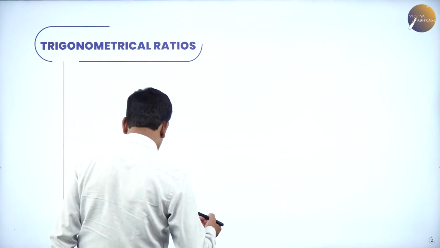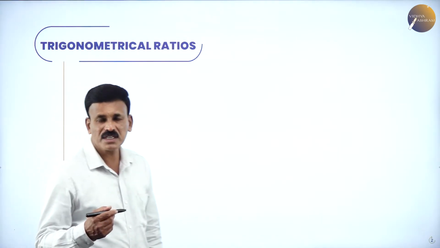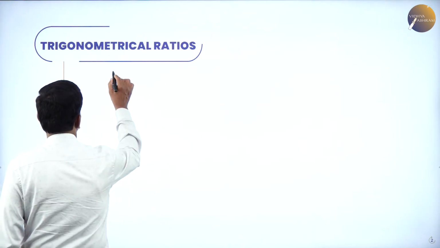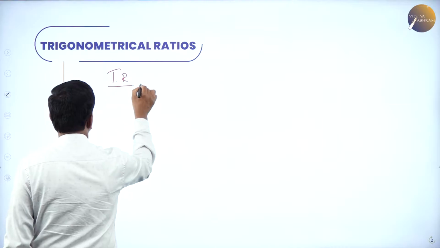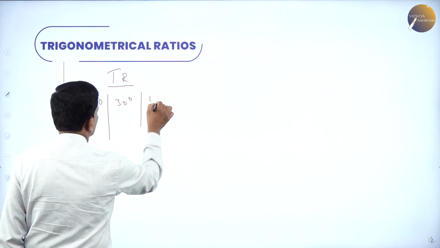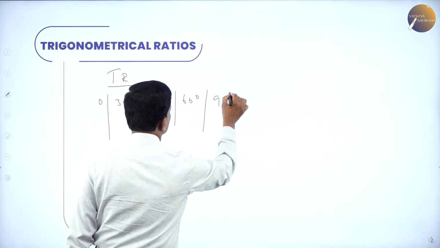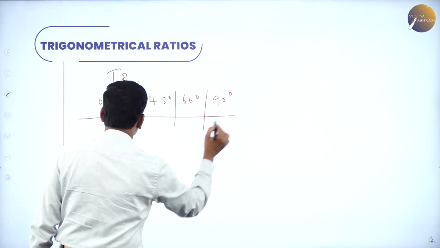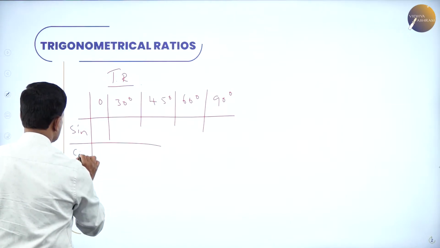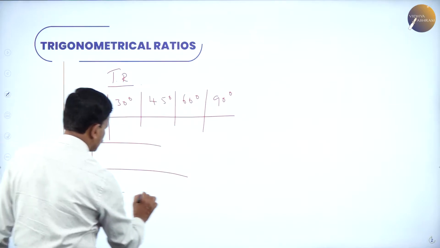Now let me start with the trigonometrical ratios. First I will write down the trigonometrical ratio table, because once I write the table it is easy for you to follow the problems. You know this: 0 degrees, 30 degrees, 45 degrees, 60 degrees, 90 degrees. Let me write this table first. So here this is sine, cos, tan. This is enough for me.